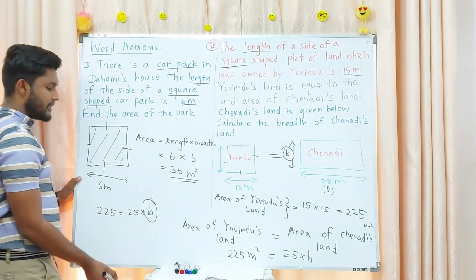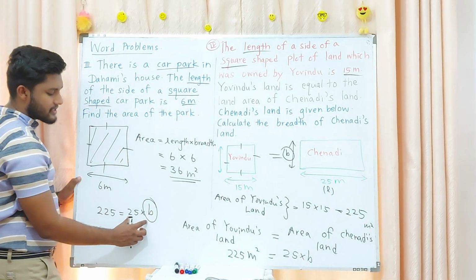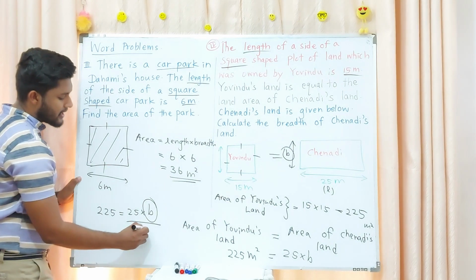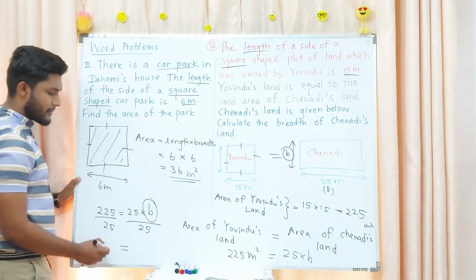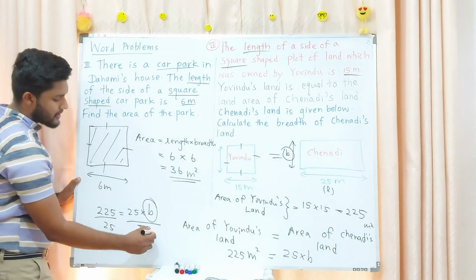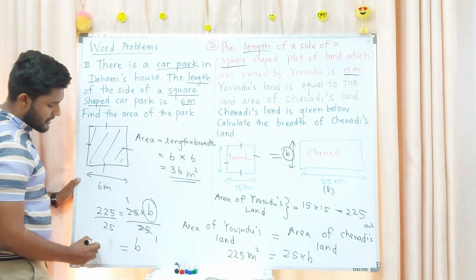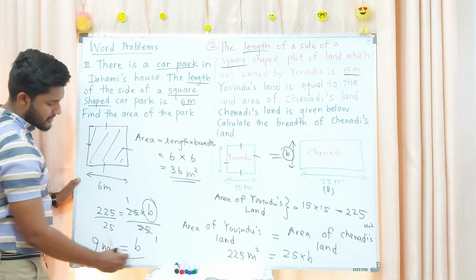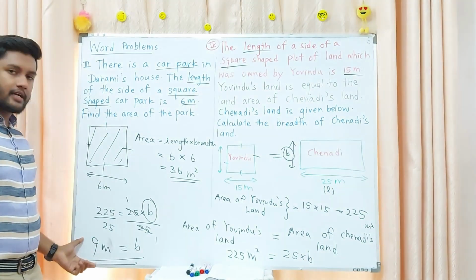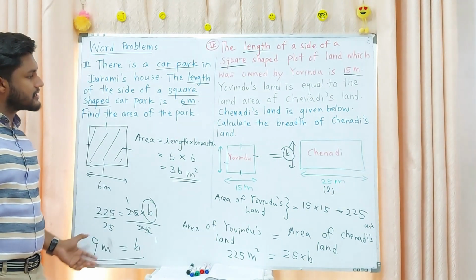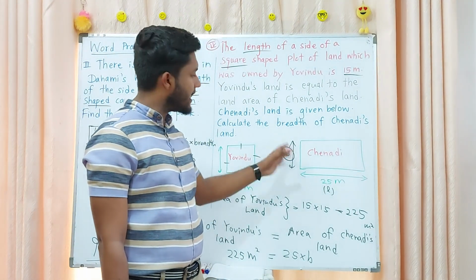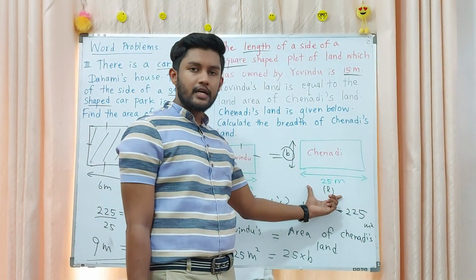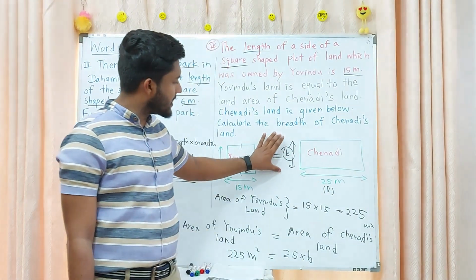You want to find B. Here the bonding is multiplication, so we can divide both sides by 25. The answer is 25 into 1, 25 into 1. B equals 9 meters. Easily you can get the answer, 9 meters. Here we want to find the breadth of Chenadi's land. Already they have given the length and we want to find the breadth.